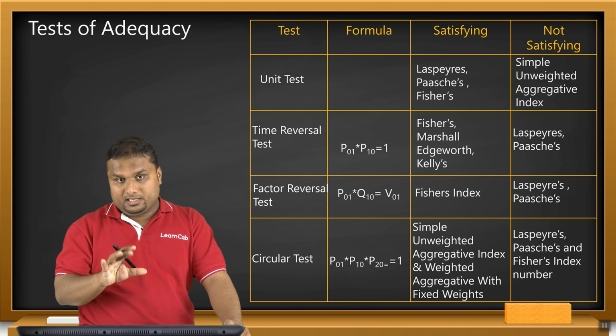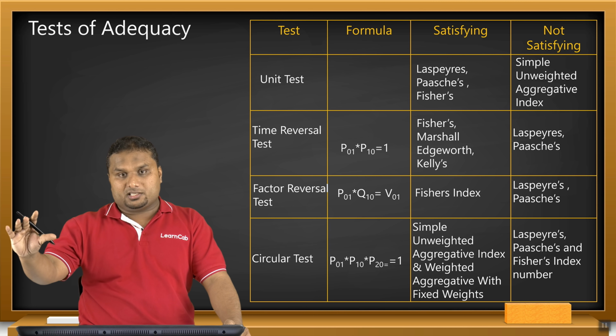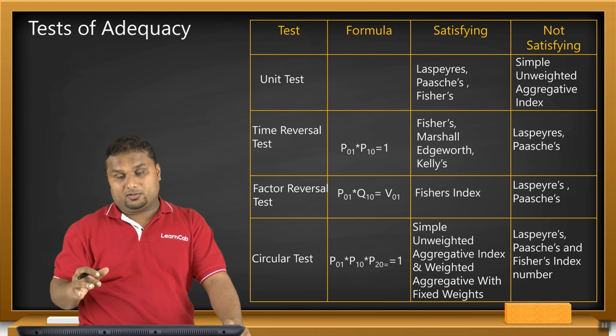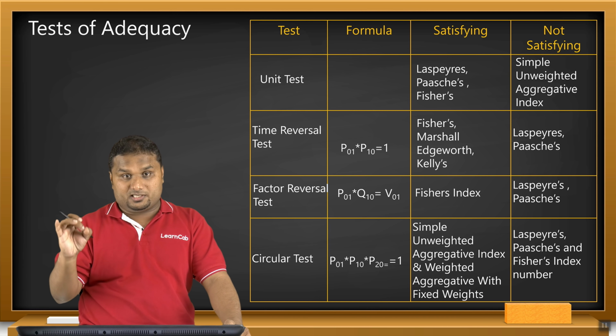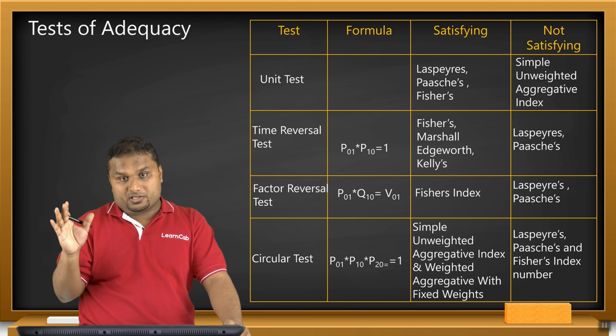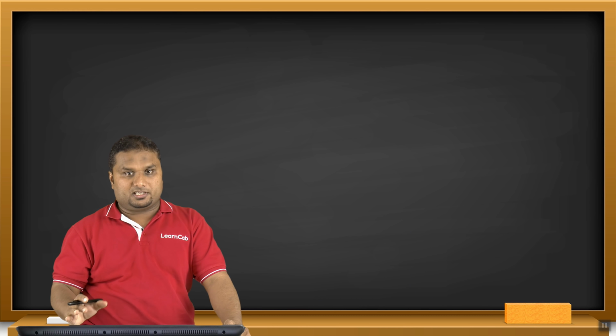From this table they can ask many questions. Factor reversal test is satisfied by option A Fisher's, option B Laspeyres', option C Paasche's, option D none of these. The only measure satisfying the factor reversal test is Fisher's index number.